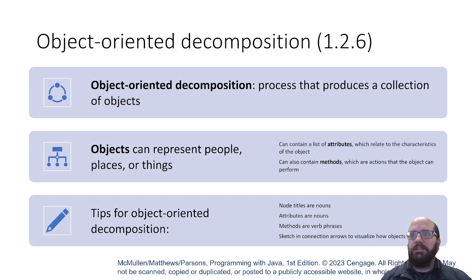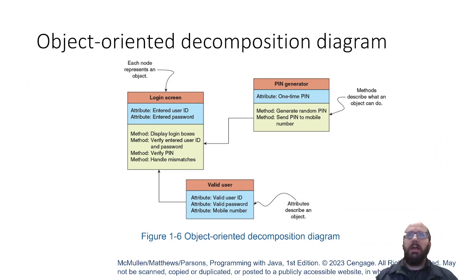The tips for this are to give node titles nouns, give attributes nouns and methods verb phrases, and sketch in connections to show how the objects share data. This is an example of how this looks from an object-oriented standpoint. You have a login screen, valid user, and pin generator.